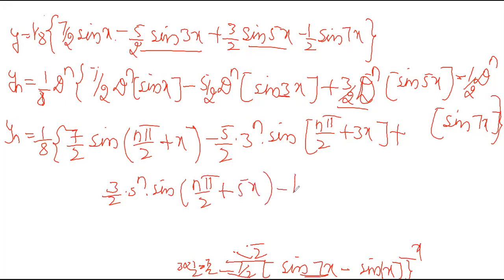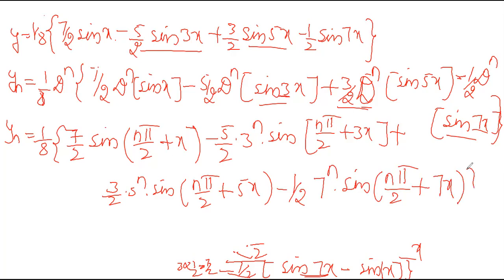After that, the last term. The pi by 2 is over, next 3 by 2 is over, next one is minus 1 by 2. Here 7 is there, that's why 7 to the power of n into sin of n pi by 2 plus 7x. This is your result.